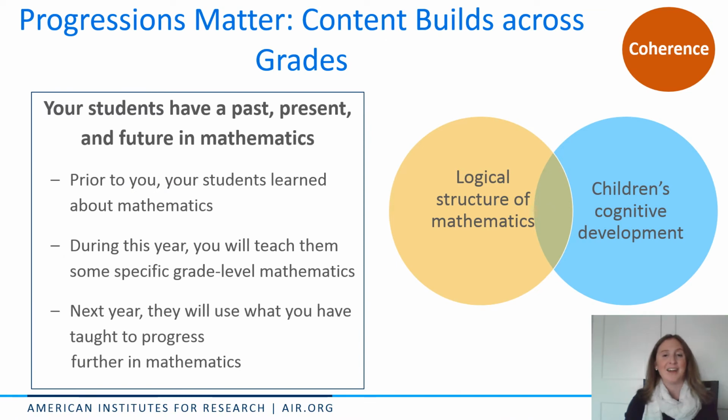The Common Core Standards started by thinking about the logical structure of math and children's cognitive development. From there, the progression was divided into grade level standards and further refined. Your students have a past, present, and future in mathematics. Even kindergartners come to school knowing something about how math works. Perhaps not formally, but by interacting with numbers and quantities in their life.